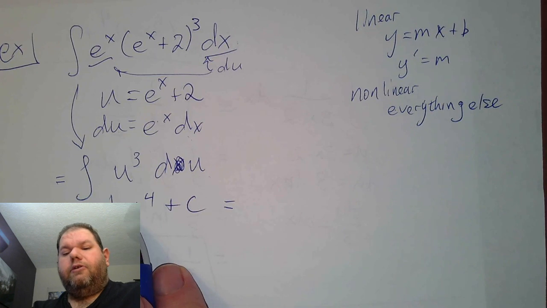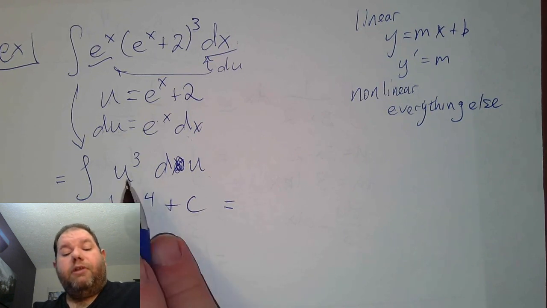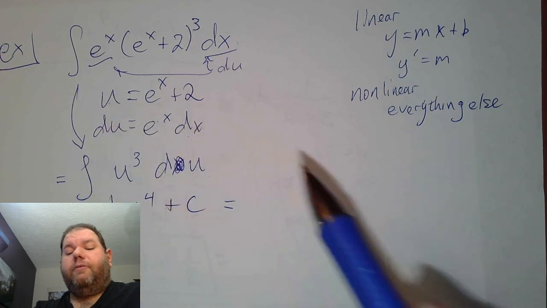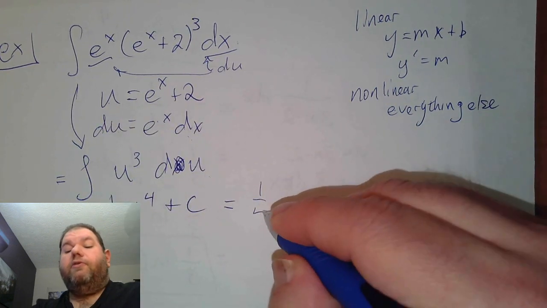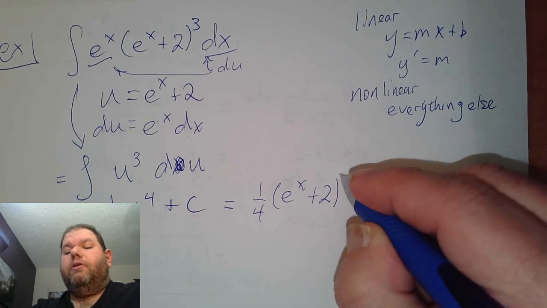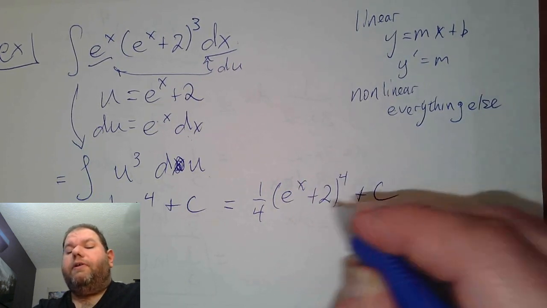Alright, and then u, once we get down here, we've completed our integration. We can now just replace u with e to the x plus 2 again. So it's 1/4 e to the x plus 2 to the 4th power plus c.